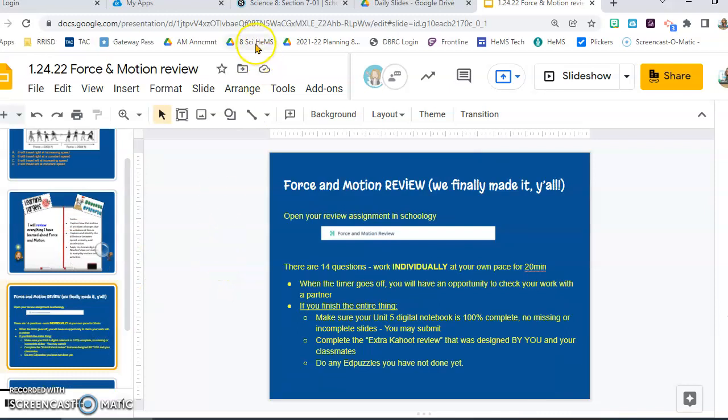Well, right here, we're going to go to the force and motion review. There are 14 questions. Work on these on your own, and then go back and check. It does have 2 tries. Please make sure when you're finished that your notebook is complete. You need to do the vocab on slides 22 through 25 on your own, a little definition, and Google a picture. If we assigned the extra Kahoot to your class, please do that, or any Edpuzzles that you may have. If it was not assigned to your class, don't worry about it.